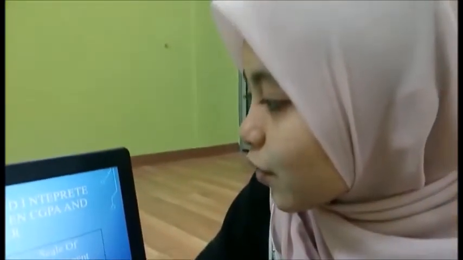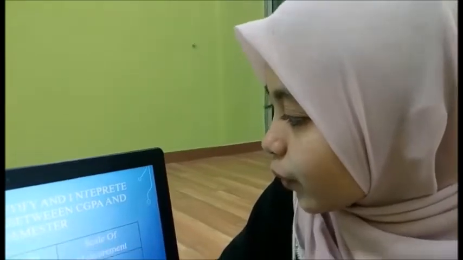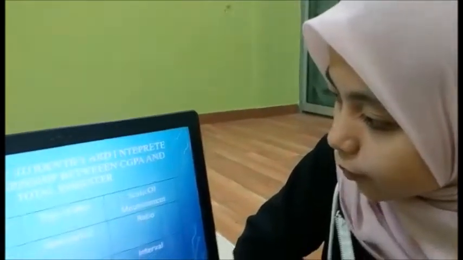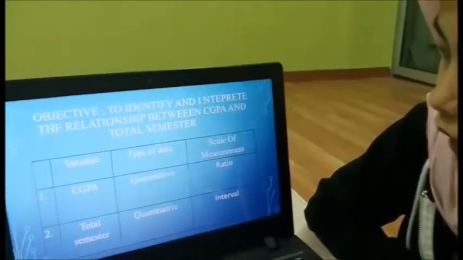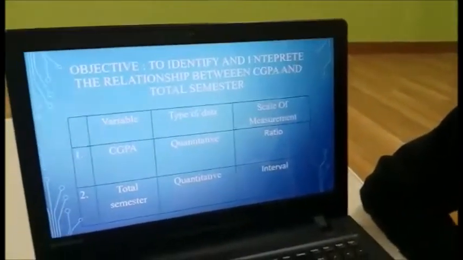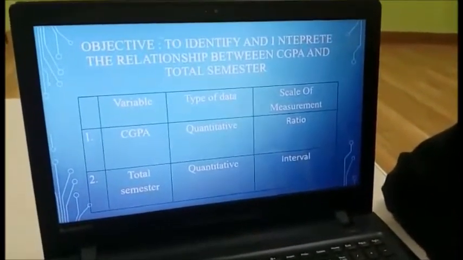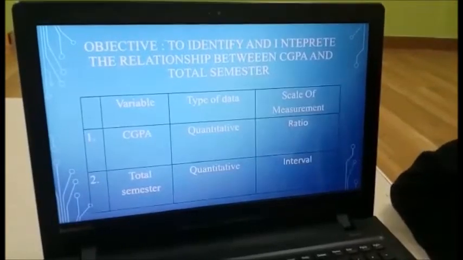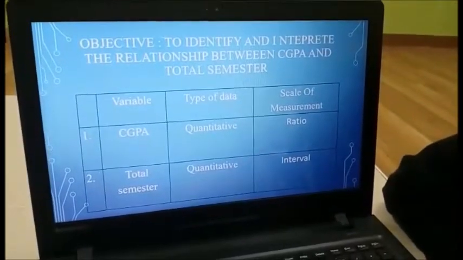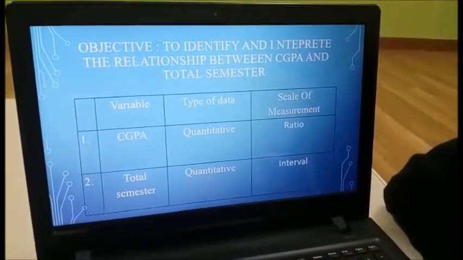Objective: to identify and interpret the relationship between CGPA and total semester. Type of data of CGPA is quantitative and scale of measurement is ratio. Total semester is quantitative and interval.